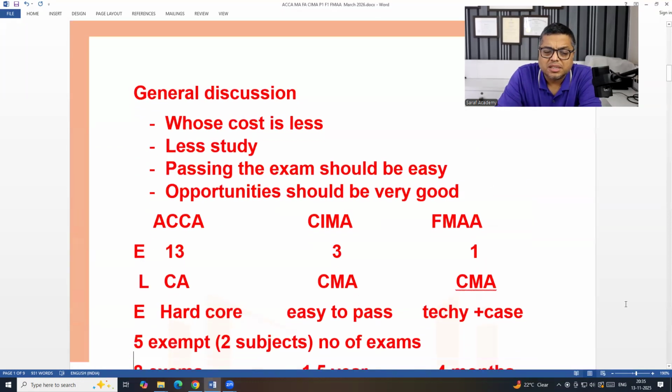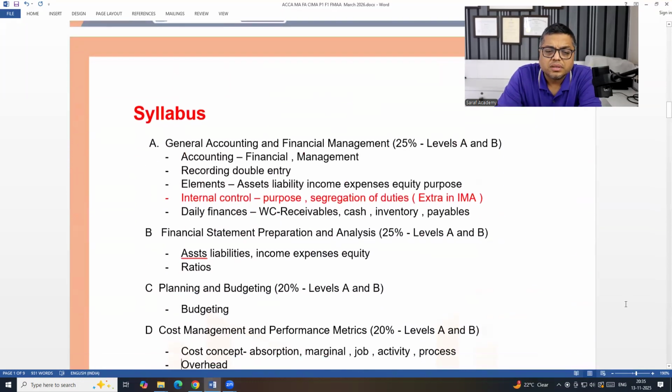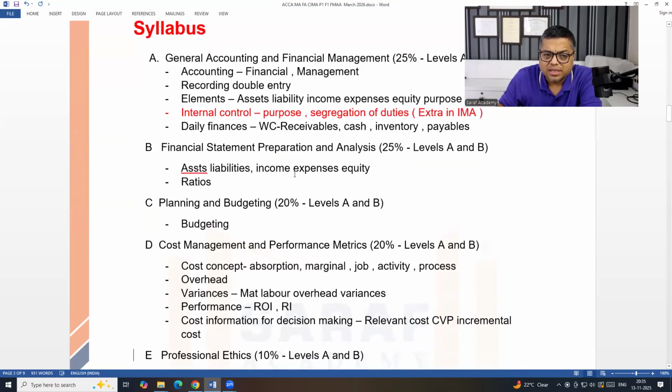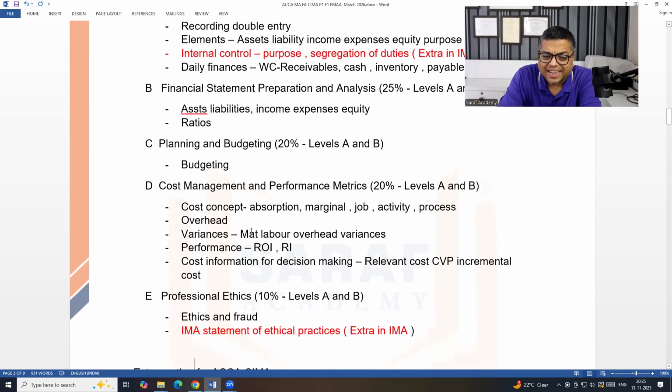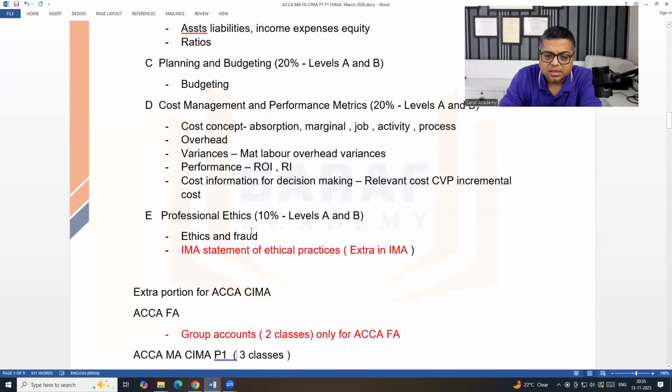Then comes the syllabus content. This is, I have written, the FMAA syllabus. There are 5 parts in the FMAA syllabus: A, B, C, D, E. Some are accounting, some are management accounting, some are ethics, some are IT. This ethics and IT portion is very less in ACCA. It is there in the ACCA curriculum, but later on. But in FMAA, this is there.